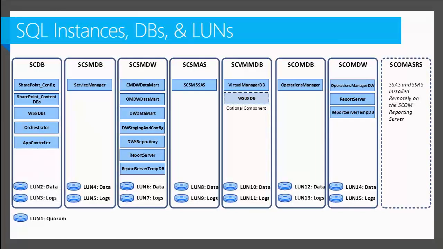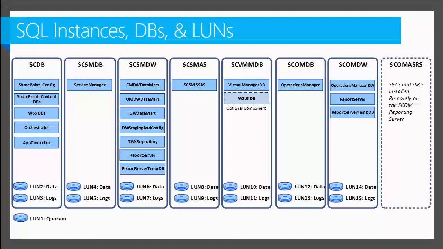So you can see these are the SQL instances, databases, and LUNs. The instances are the big vertical boxes. The databases are the blue ones inside there, and then the LUNs finally are down below. Again, this is the way to do it in the most scalable, highly available manner. So we have a shared instance over here, starting on the left, that houses the SharePoint Foundation databases, the Orchestrator and App Controller database. Those can all be co-located.